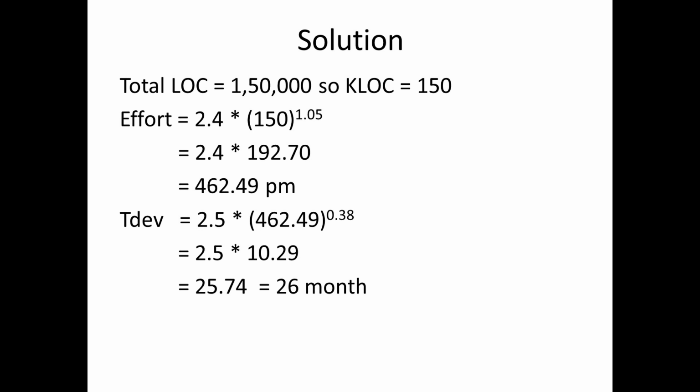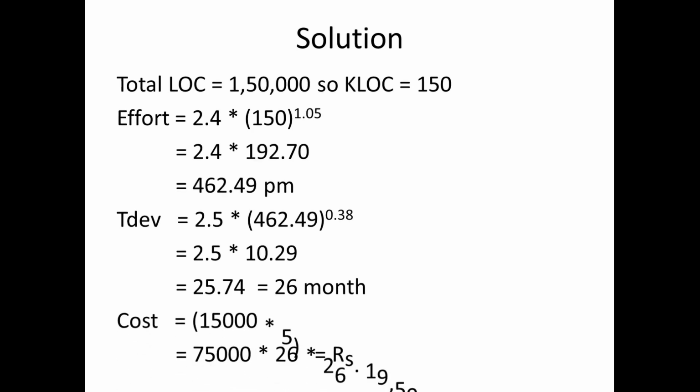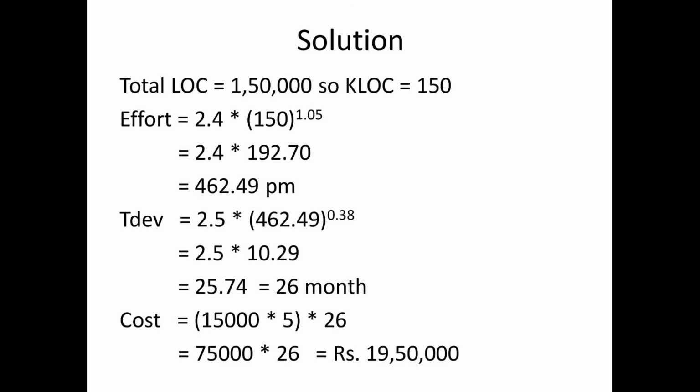Now it is time for cost calculation. The company had hired 5 developers and each developer's salary is 15,000. So the per month salary of the developers will be 75,000 and the time of development is 26 months. So the cost of the project will be 19,50,000 rupees.